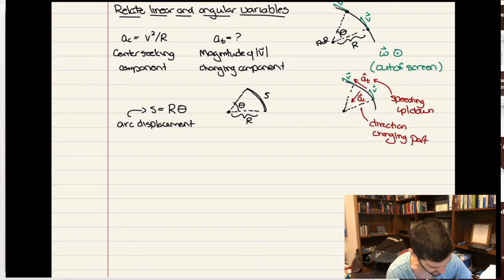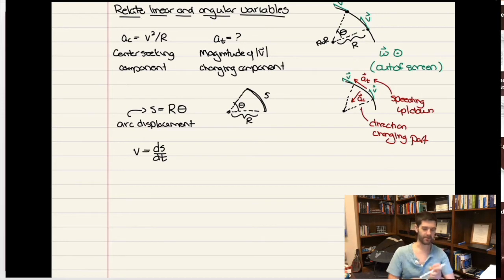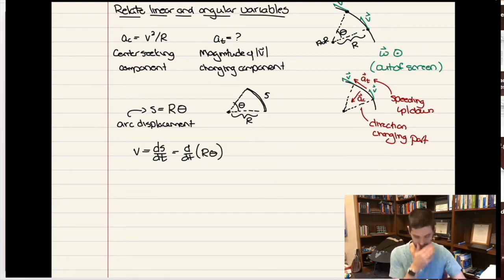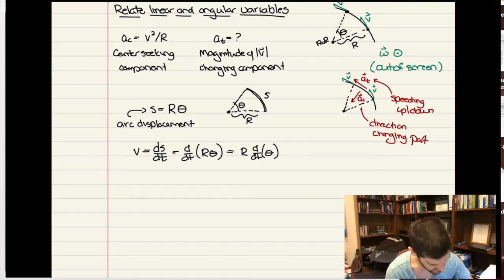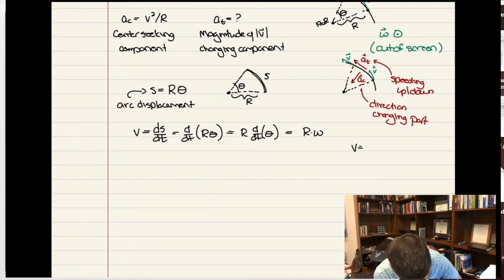So then you might say that the velocity of the object would just be the derivative of this arc displacement. How quickly is it moving across these arcs as it tries to trace out a full circle? Which then is just the derivative of the right-hand side. But the radius is not changing. The circle, in this case, is not getting any bigger or smaller. So that can pop out of the derivative, and this just becomes r times omega. Or, as it's usually written, v is omega r.